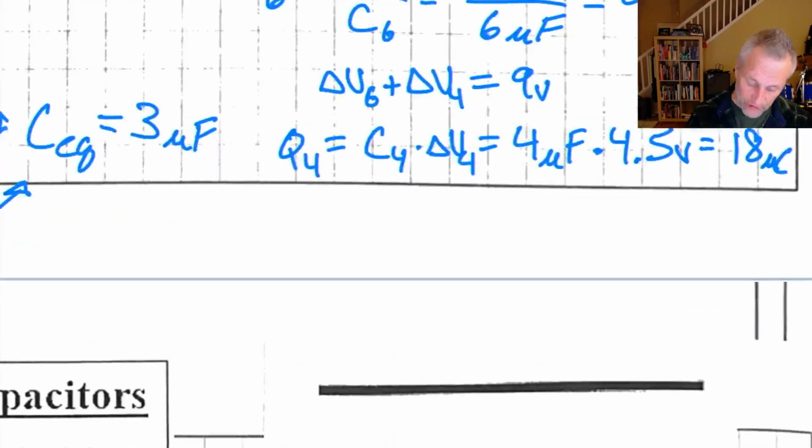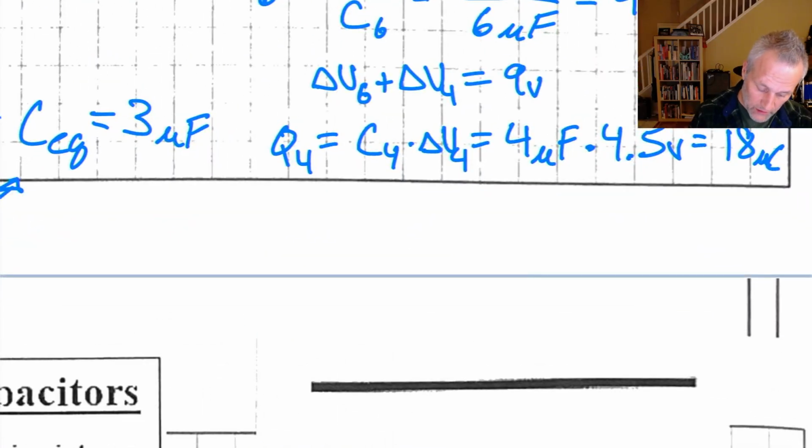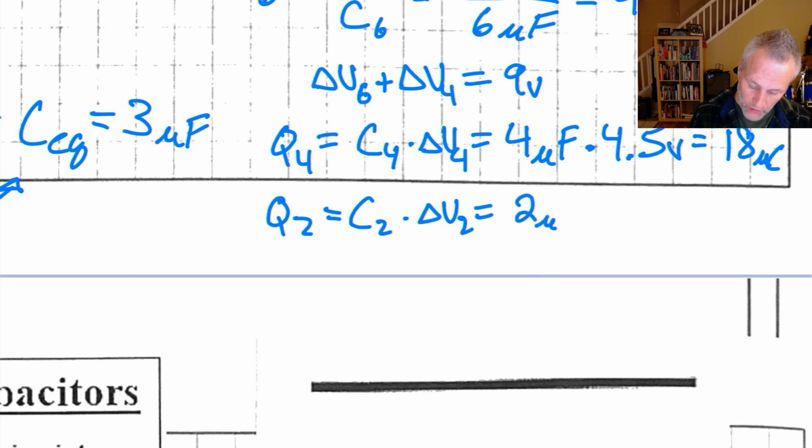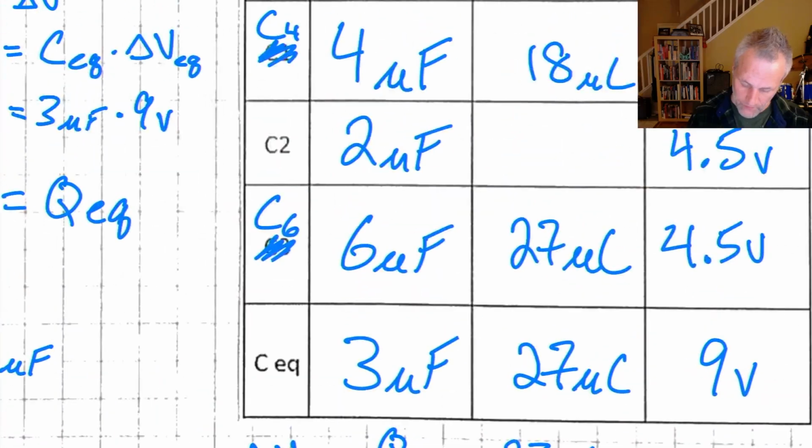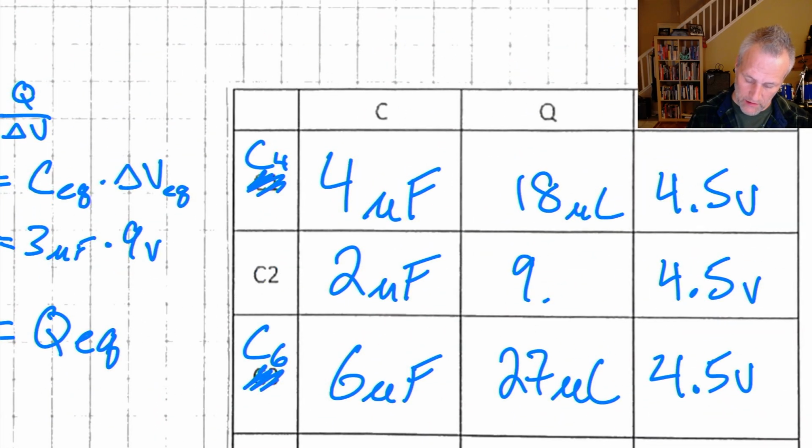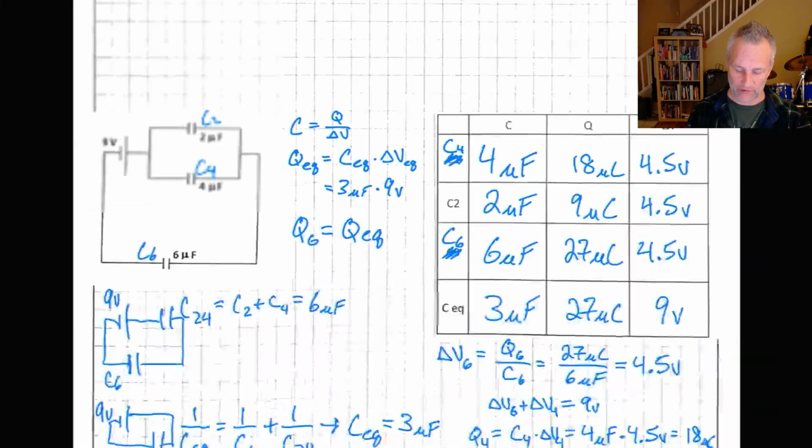The other way that I could do that is here. I could say Q2 equals C2 times delta V2, which is 2 microfarads times 4.5 volts. And look at that, I get 9 microcoulombs. So that is how we fill out this chart.